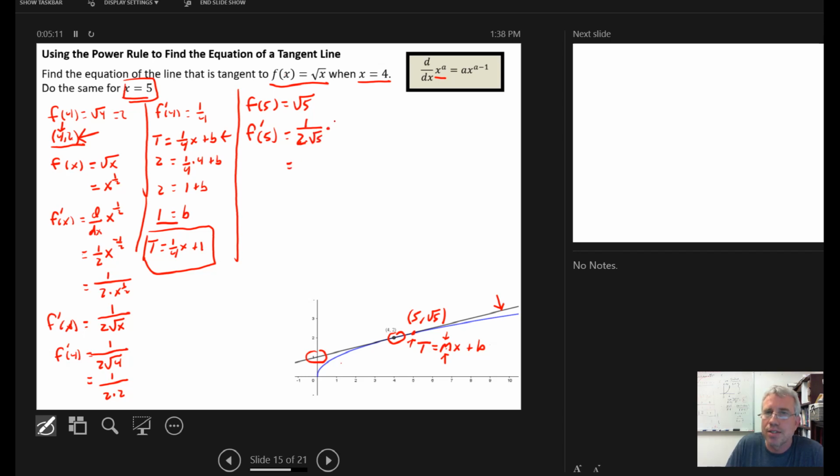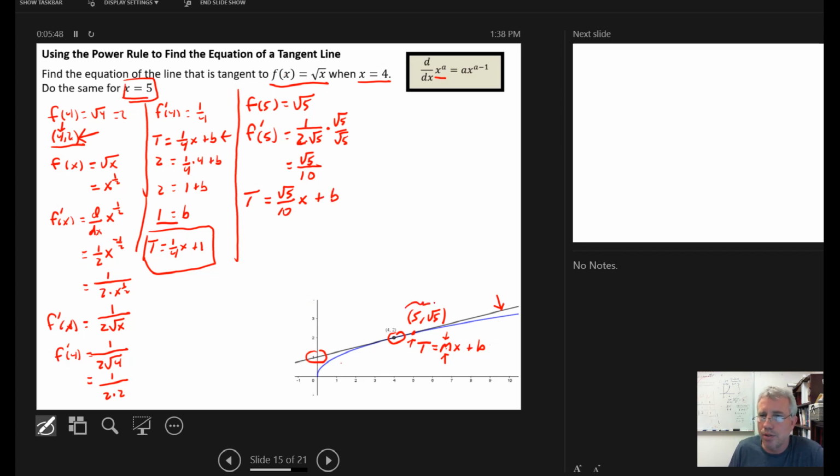And I could rationalize this if I wanted to. I could rationalize the denominator by multiplying by root 5 over root 5. If I do that, I get 1 times the square root of 5 in the numerator over root 5 times root 5 is 5, and 5 times 2 is 10. I get 10 in the denominator. So my tangent line formula is still going to be tangent line is equal to the slope times x plus b, or the y-intercept. So the tangent line is still going to equal the slope of the line, which is the square root of 5 over 10 times x plus b.